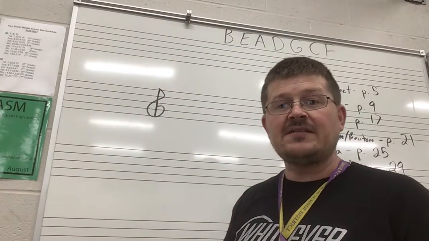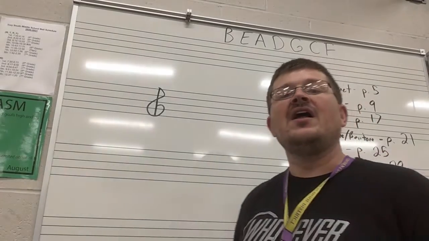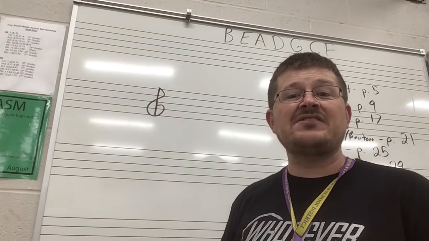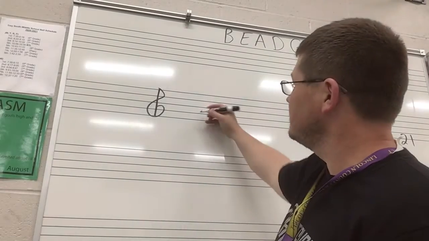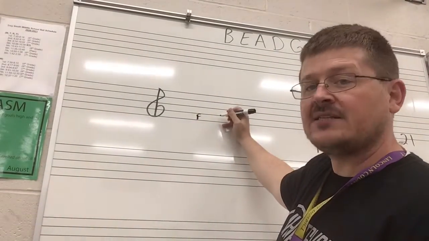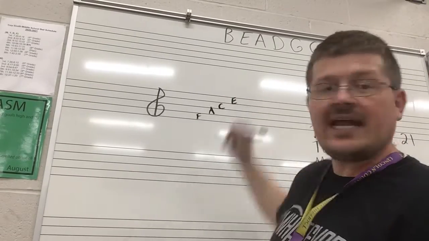Now the spaces on the staff. There are 5 lines, so there are 4 spaces in between. They're usually easiest learned by just thinking the word FACE, and you have FACE in the spaces. So an F on the bottom space, followed by an A, a C, and an E.